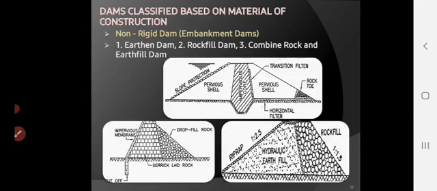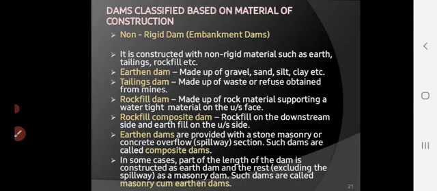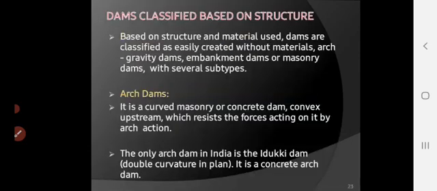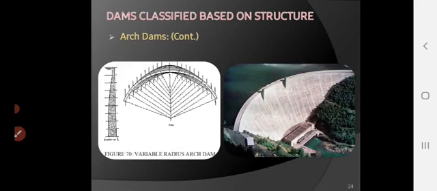Let's see the arch dam. It is a curved masonry or concrete dam, convex upstream, which resists the force acting on it by arch action. The only arch dam in India is the Idukki Dam, with double curvature in plan. It is a concrete arch dam. So an arch dam is generally made up of concrete. This is a typical view of an arch dam, cross section and top view.